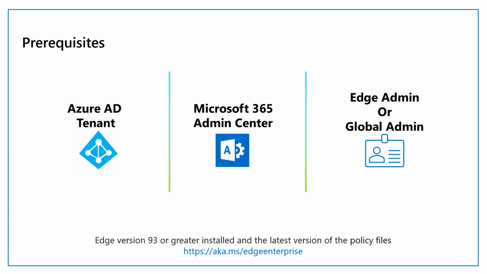First, you'll need to be an Azure AD tenant and have an Exchange subscription. You'll also need the right admin permissions. To help with this, we created a new role in the M365 Admin Center called Edge Administrator. Both global admins and Edge admins will be able to manage a cloud site list for IE mode through this new experience. One other thing to mention is this is only available on Edge version 93 or greater, and you'll have to have the latest versions of the policy files installed as well. So let's take a look at a demo.